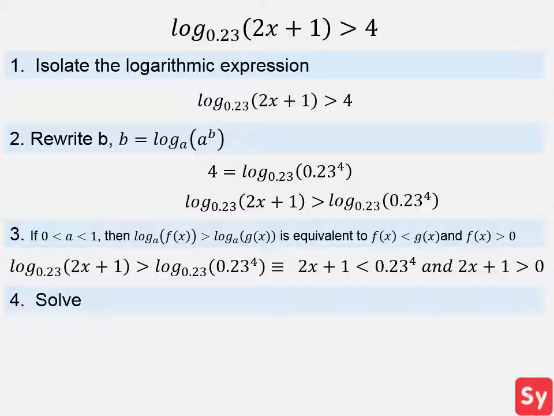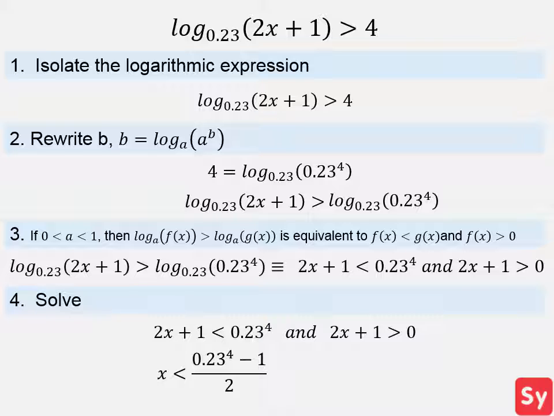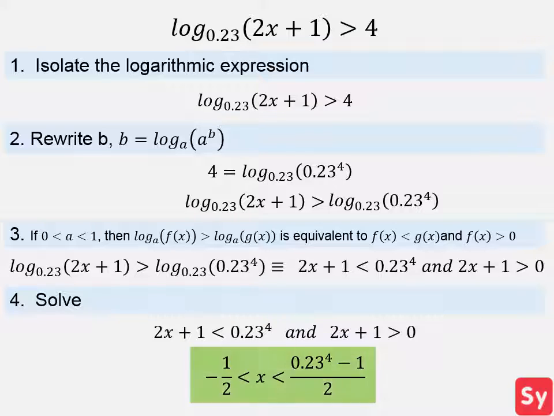Finally, we solve this inequality. First, we solve 2x plus 1 is less than 0.23 to the 4th, and get x is less than 0.23 to the 4th minus 1 over 2. Next, we solve 2x plus 1 is greater than 0, and we get that x is greater than negative 1/2. We combine the ranges and get negative 1/2 is less than x, which is less than 0.23 to the 4th minus 1 over 2, which is our answer.